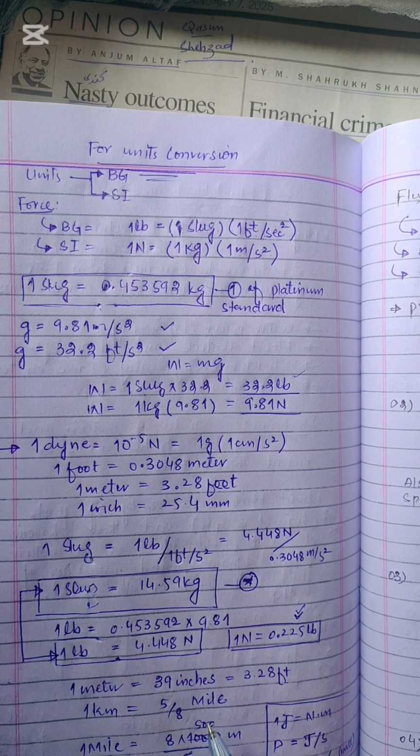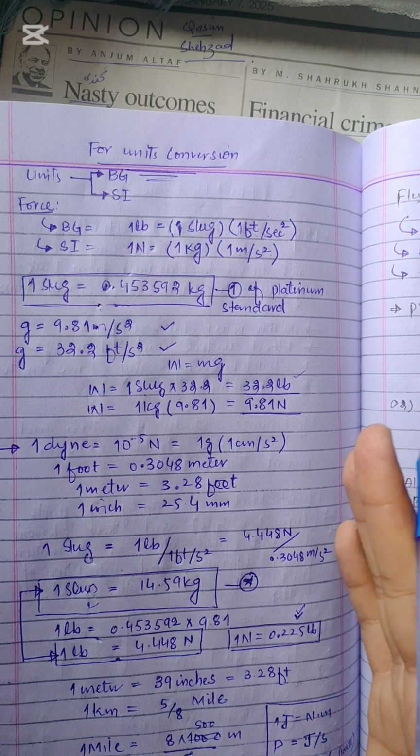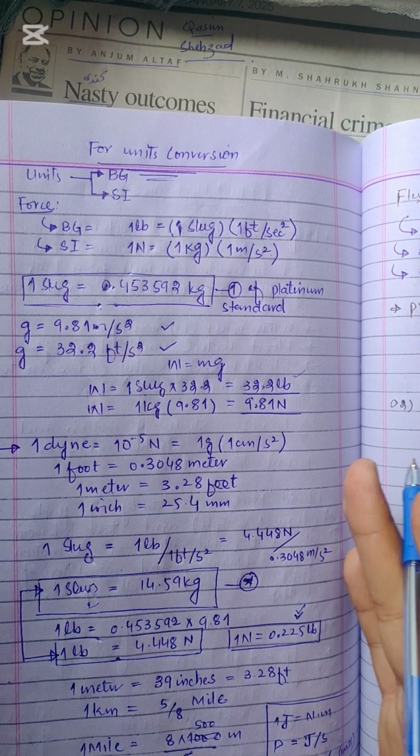1 meter is equal to 39 inches or 3.28 feet, and 1 kilometer is equal to 5/8 miles. On the other hand, 1 mile is equal to about 1,600 meter, and 1 hectare is equal to 2.5 acres. So in today's lecture, we studied the basics: why we study fluid mechanics and how to convert different units.